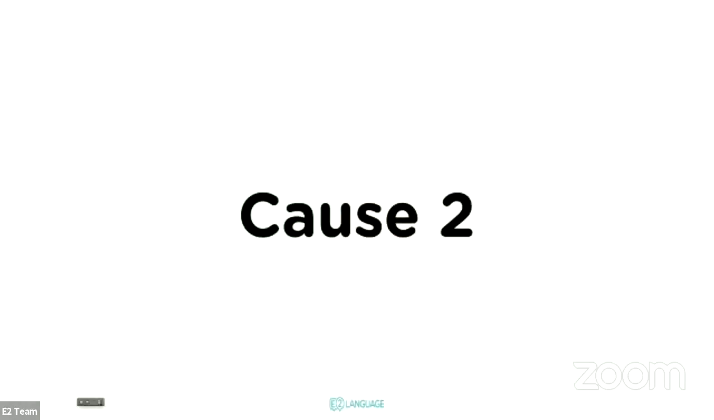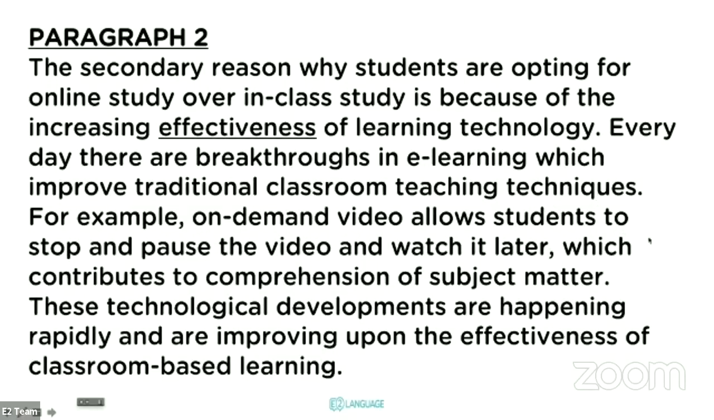Okay, so let's see what I wrote. I wrote this. The secondary reason why students are opting for online study over in-class study is because of the increasing effectiveness of learning technology. Every day, there are breakthroughs in e-learning which improve traditional classroom teaching techniques. For example, on-demand video allows students to stop and pause the video and watch it later, which contributes to comprehension of subject matter. These technological developments are happening rapidly and are improving upon the effectiveness of classroom-based learning.